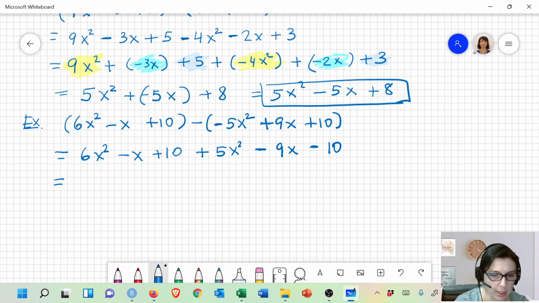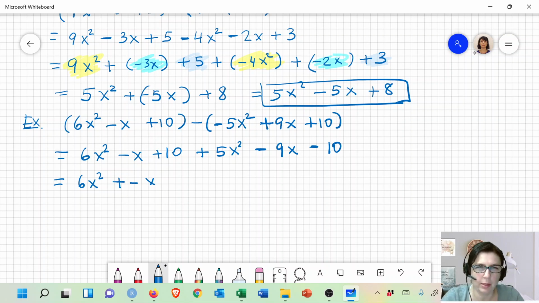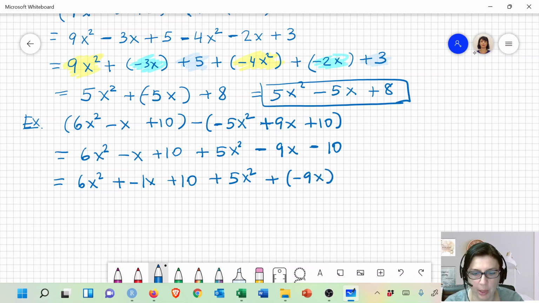Okay. So the next thing is just an extra step: anywhere where I see minus, I'm just going to put plus minus. And also when you see just the x, and it's like, what's x? Well, you have to insert some number in front of it. And if it doesn't have a number, then just put 1. So this is just going to be minus 1x plus 10 plus 5x squared plus negative 9x. So instead of subtracting, I'm adding a negative, and same thing I'm going to do over here.